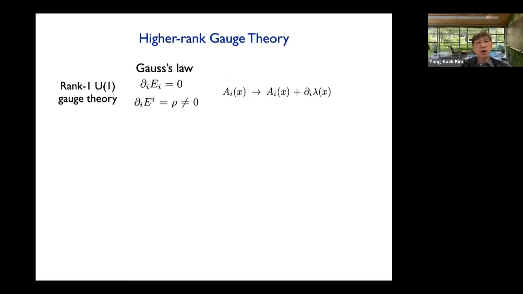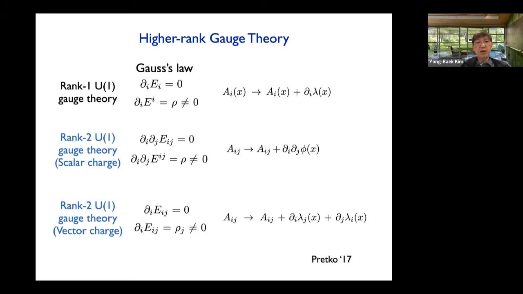So we are, of course, very familiar with the usual electromagnetism. And this is what we call rank 1 U(1) gauge theory. So for example, we have this Gauss law, divergence equals 0. If you violate that, then we get a Poisson's equation. And we are also familiar with this gauge transformation related to that.